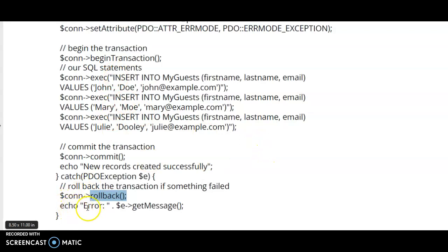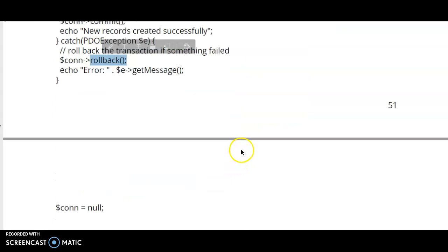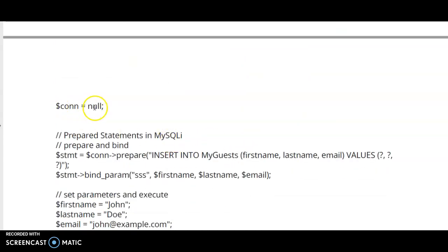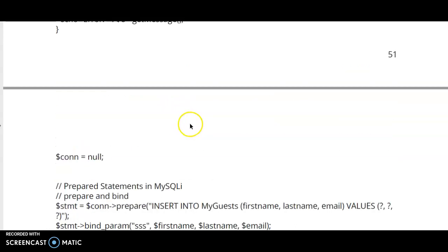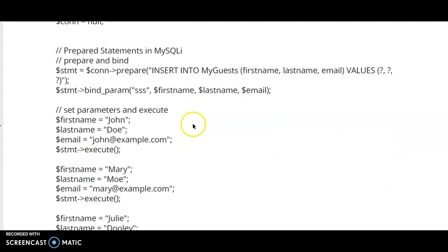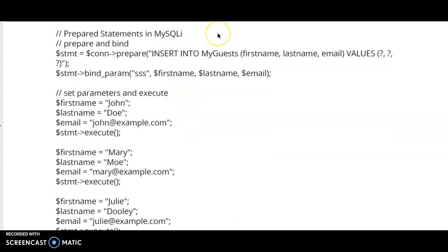Here we echo the error, that is the error message $e->getMessage(). Here for multiple queries we use $con->beginTransaction() and execute, then commit. Begin transaction, commit, and if any error occurs, then we will roll back. Set the connection object to null to close it. Also we will check the prepared statement in MySQL.